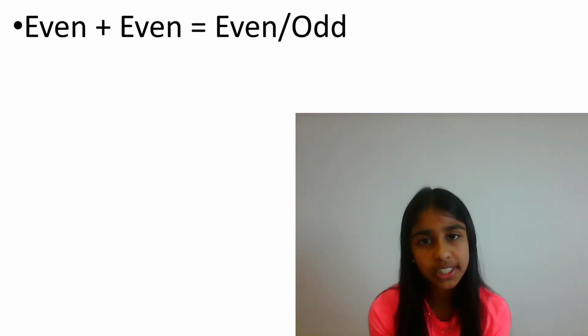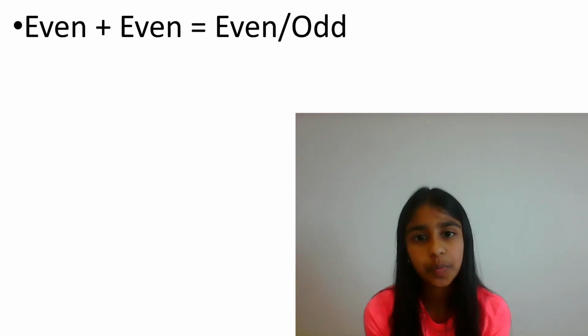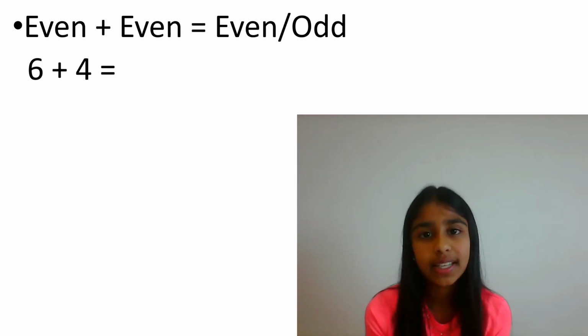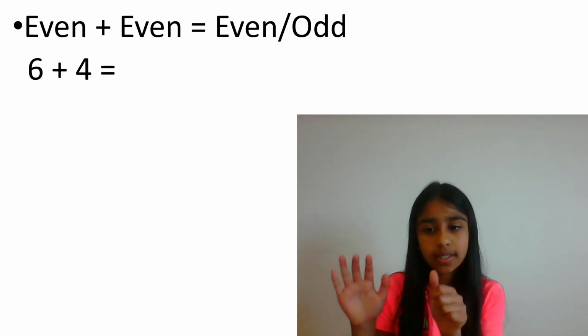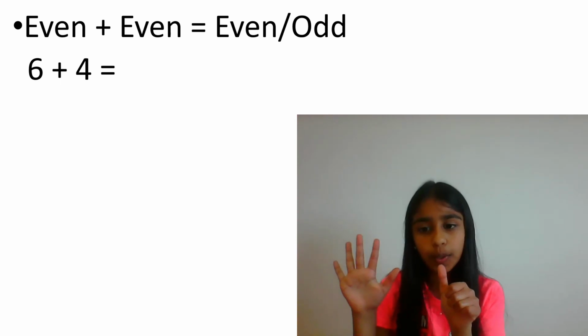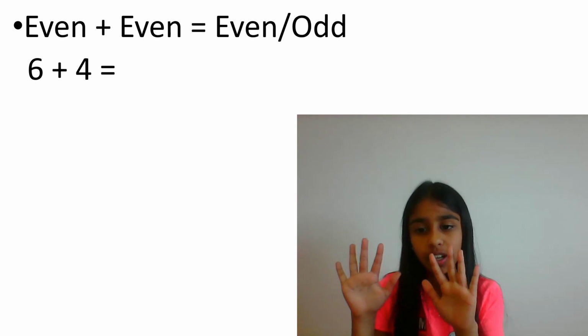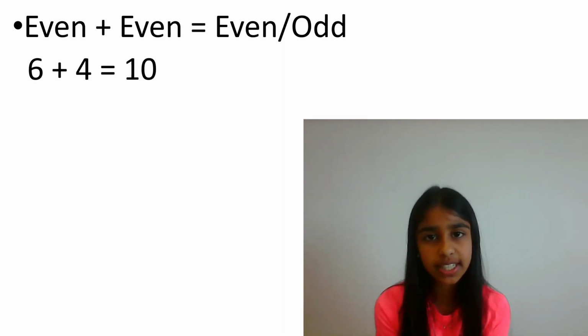Now that you know what odd and even numbers are, we will see what we get when we add two even numbers together. An example is 6 add 4. 6 is an even number and 4 is an even number. So we have 6 and we add 4 more. 1, 2, 3, 4. And we have 1, 2, 3, 4, 5, 6, 7, 8, 9, 10. So the answer is 10.